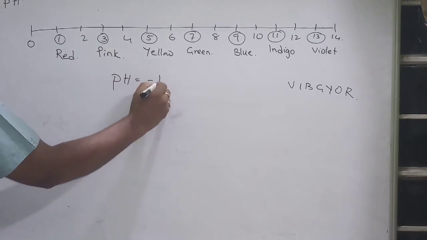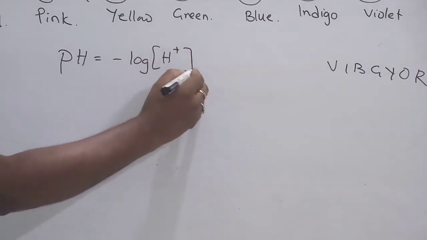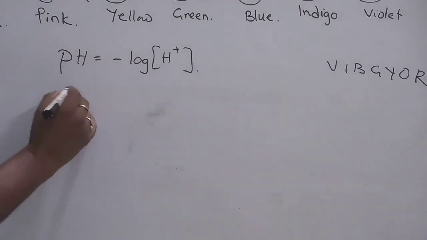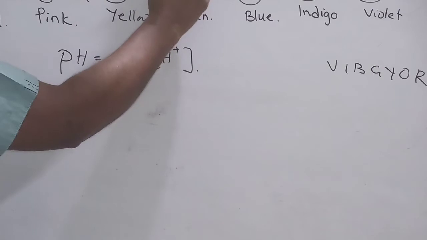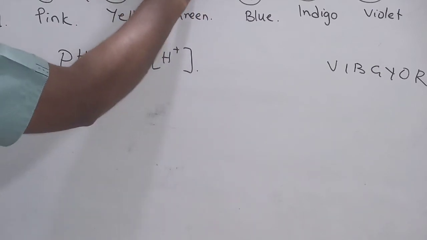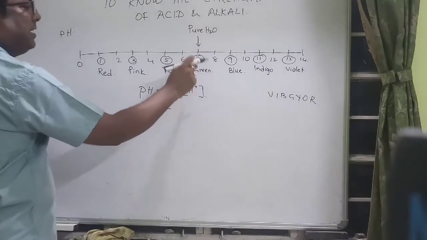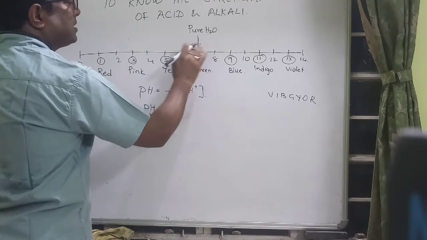pH is the negative logarithm of hydrogen ion concentration. Now, if I want to know what is the pH for pure water, so pure water I have taken, this is pure water. The pure water pH is 7 and it is green, and remember it is neutral.